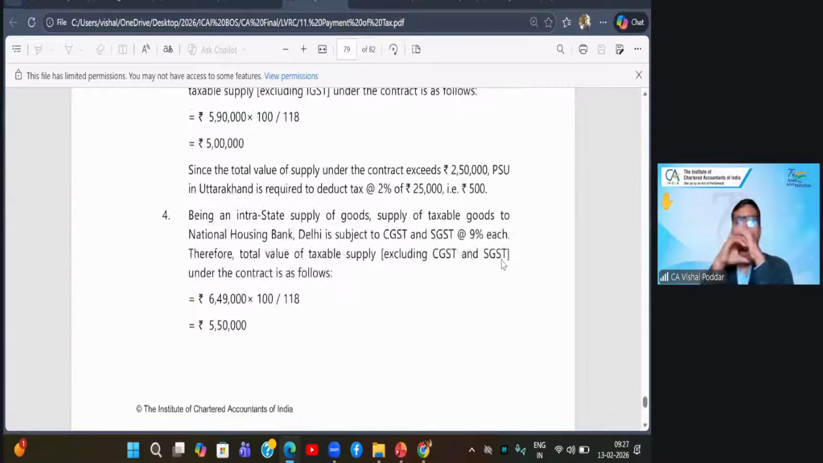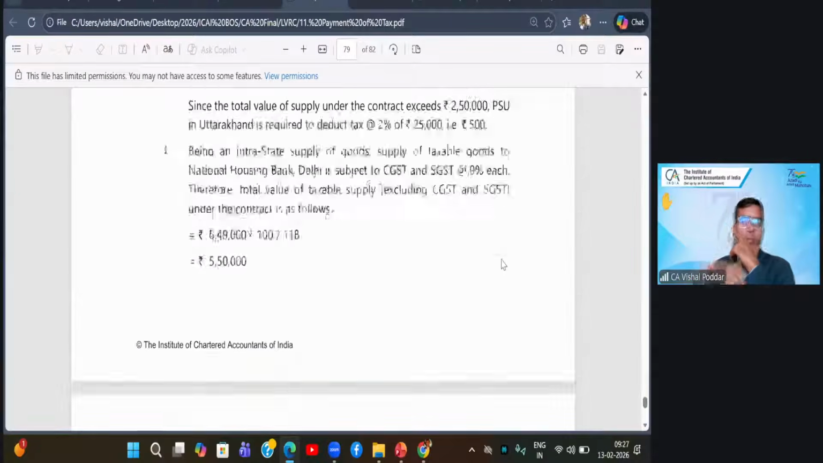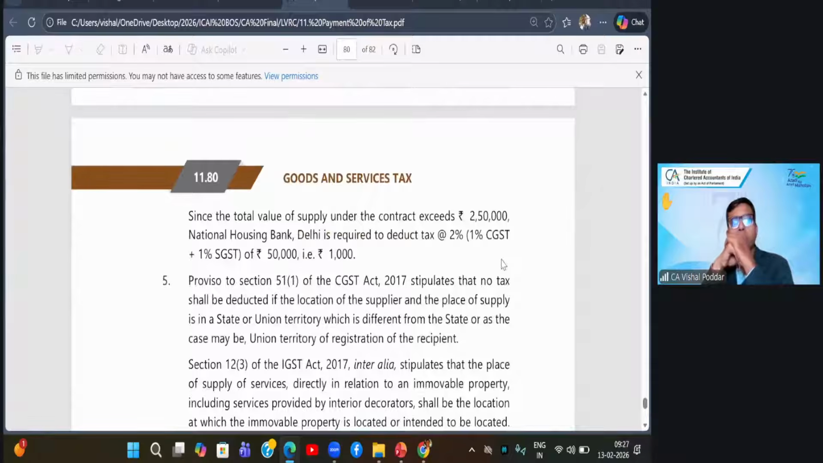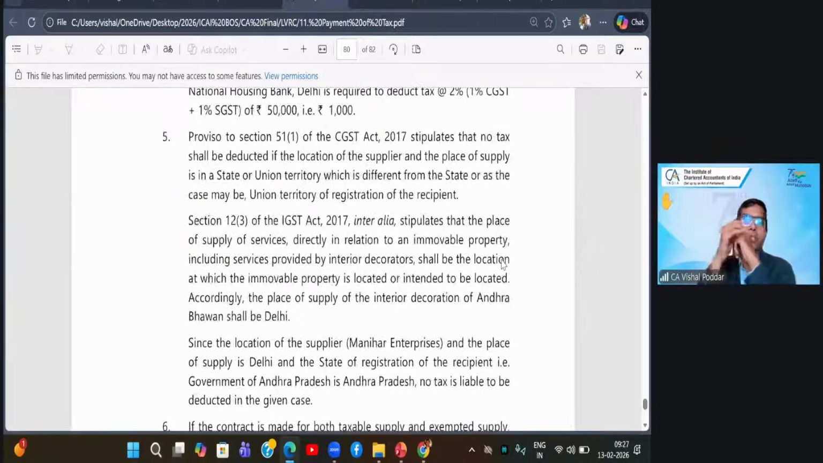Being an intrastate supply of goods, supply of taxable goods to National Housing Bank, Delhi is subject to CGST and SGST at the rate of 9% each. Therefore, total value of taxable supply will be 5,50,000. Since total value of supply under the contract exceeds 2,50,000, National Housing Bank Delhi is required to deduct tax at the rate of 2%, 1% CGST and 1% SGST. Correct. Next.